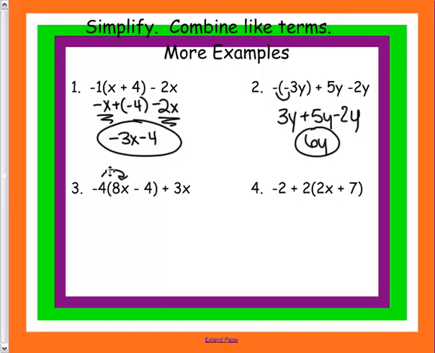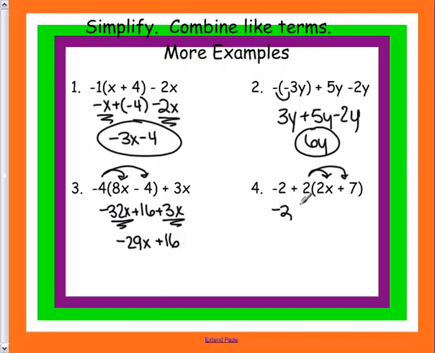I'm going to distribute the negative 4 to both of these. So 4 times 8 gives me 32, but it's negative x, or negative 32x. And a negative 4 times a negative 4 is a positive 16. Add the 3x. These are going to have different signs, so we take their difference, and we're left with a negative 29x plus 16. This one's a negative 2, bring it down. So this one, we got to distribute the 2 to each. So we have 4x plus 14. Negative 2 and 14 can be combined, so bring down my 4x, and to that I'm adding 12.